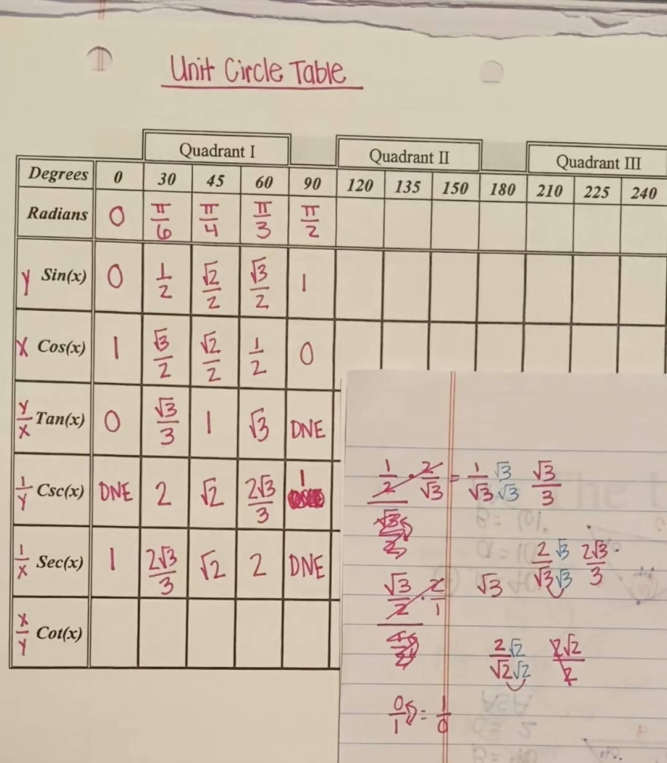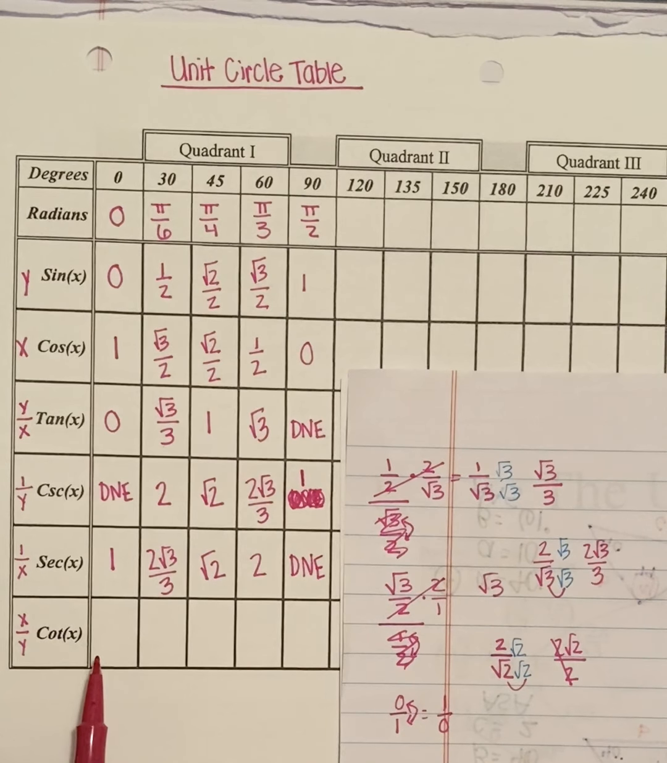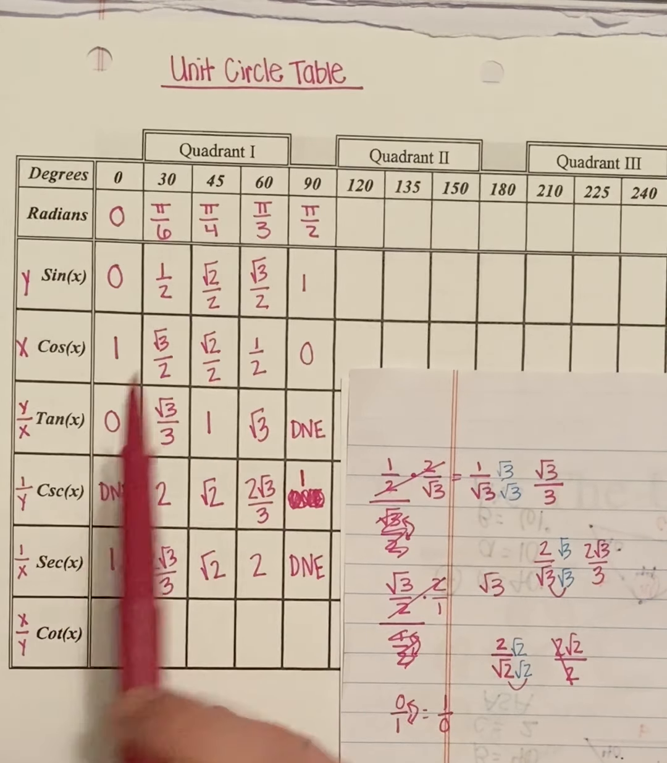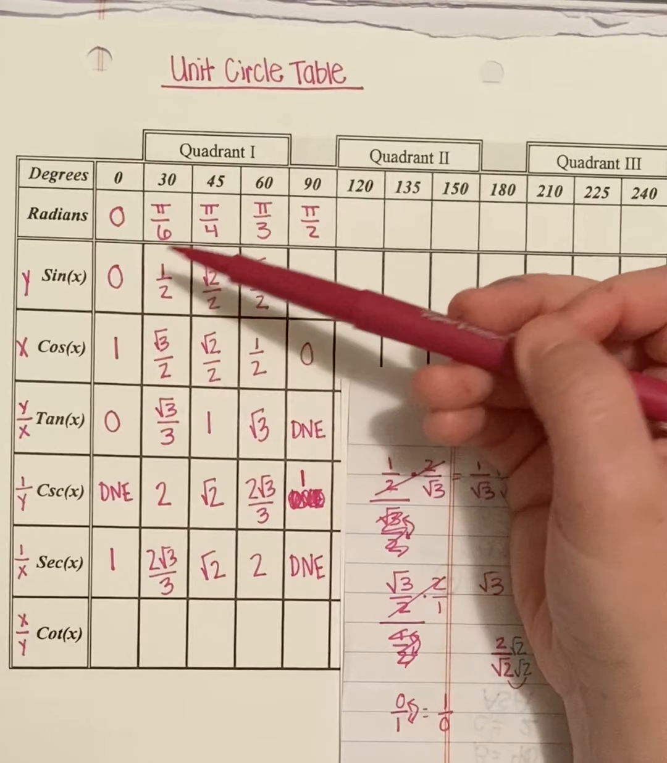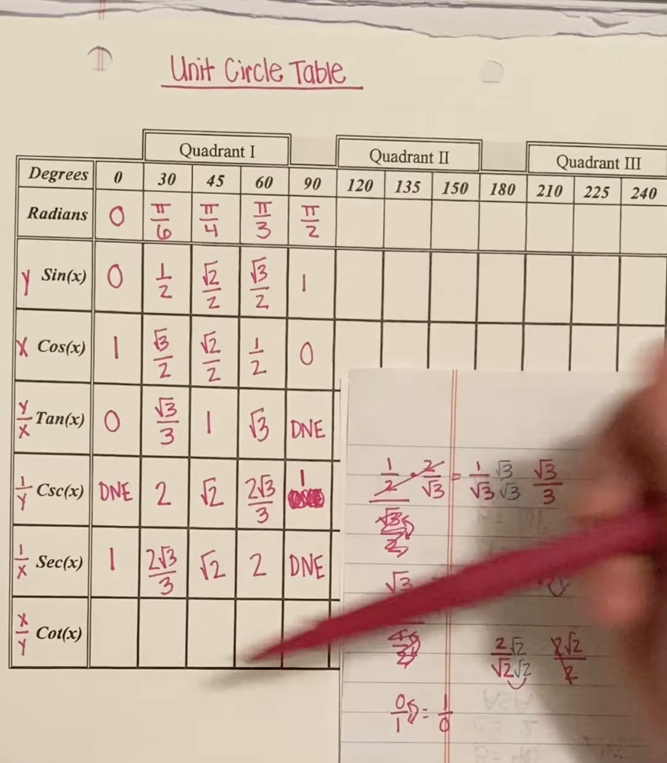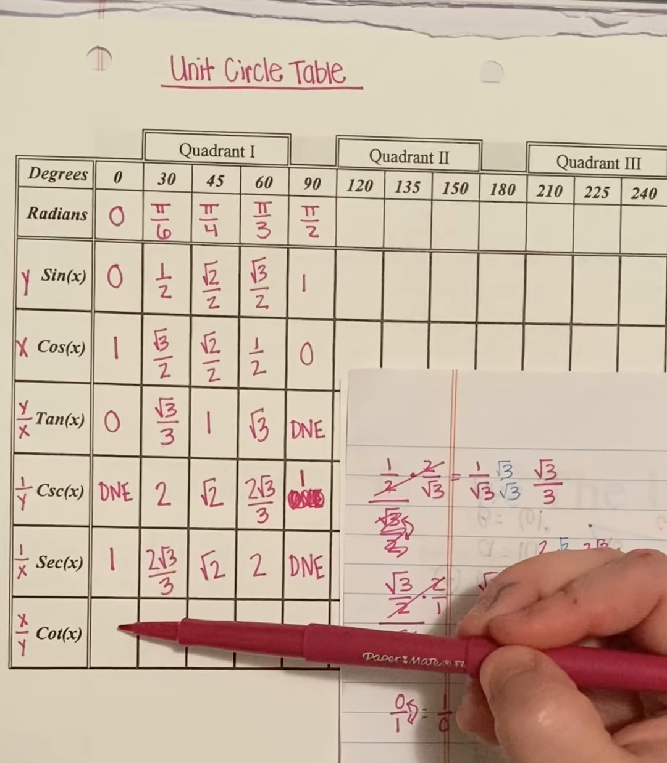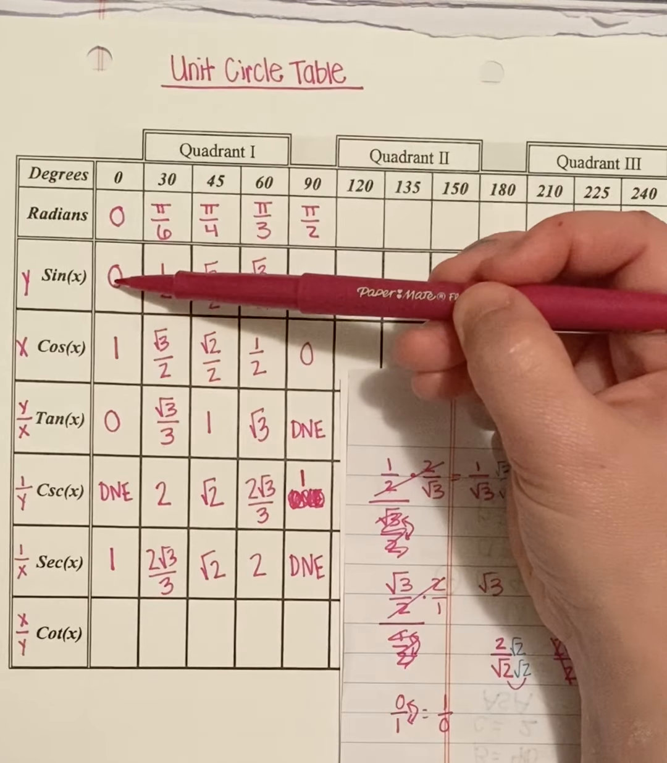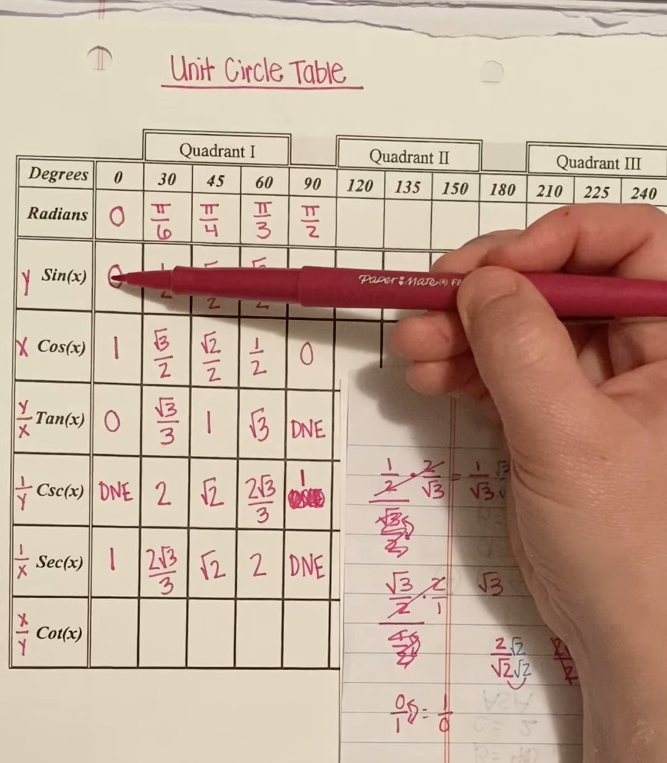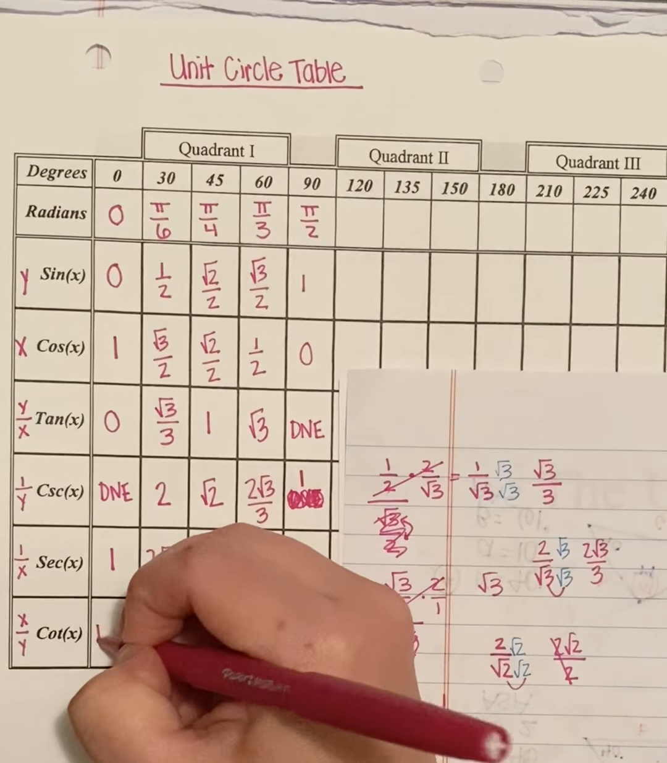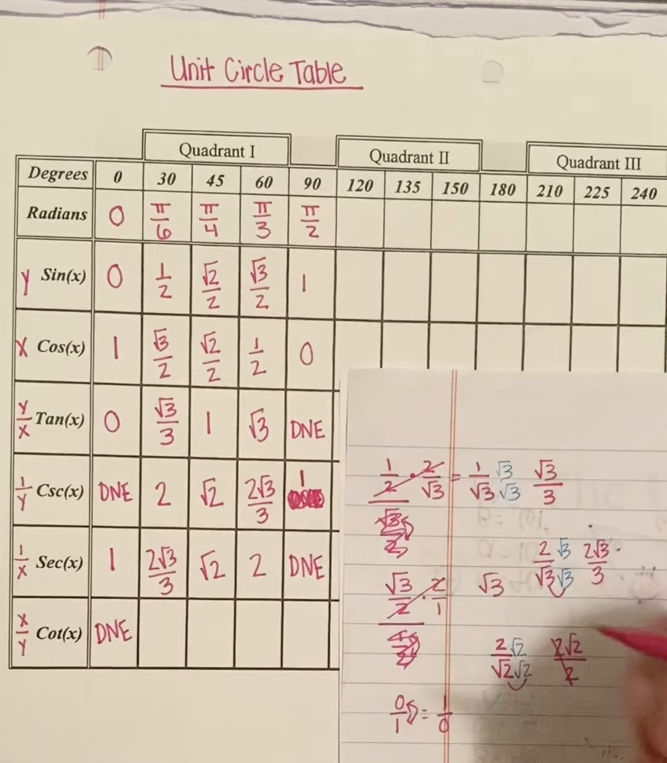All right, last thing we got is cotangent right here. So to find cotangent, I can flip tangent, or I can go back up and just do x over y. That's what I'm going to work with. So here's cotangent, because I already got my scratch work over here, and I can use that to help me out right here. To find cotangent, I'm going to go cosine over sine. So this is 1 divided by 0. Can't have 0 in the denominator of a fraction, so this does not exist.